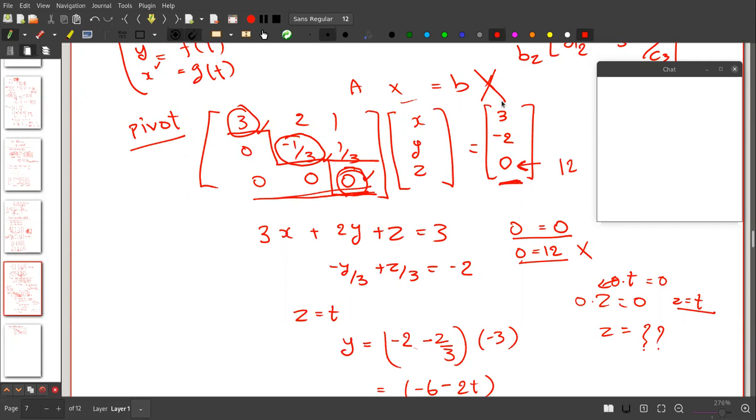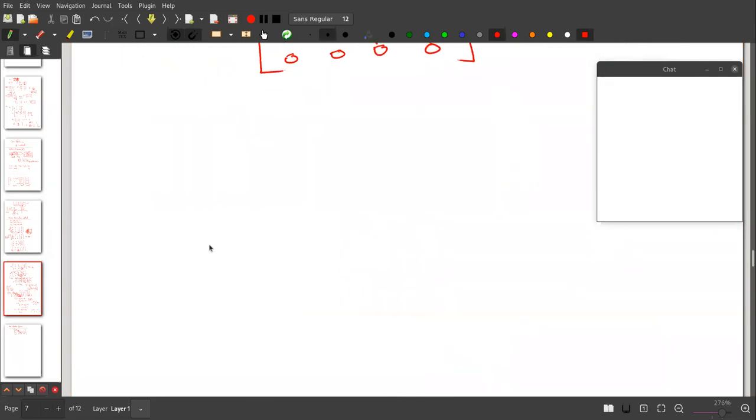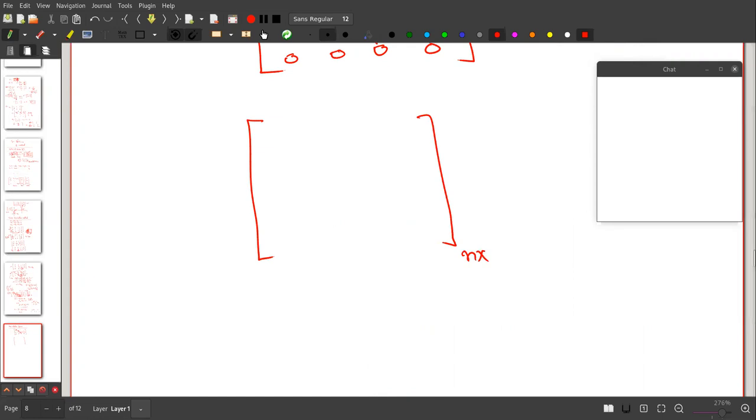So given a system of linear equations, when can we say it has a unique solution? A unique solution occurs when there is an n by n matrix. An n by n matrix means we have n unknowns, and unknowns means x, y, x1, x2, x3, x4 up to xn. And we have n equations.